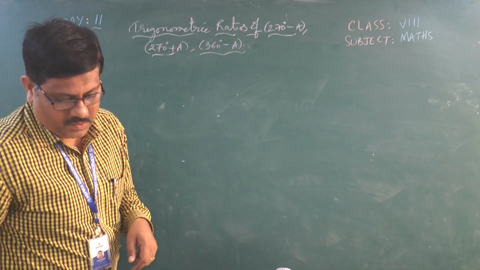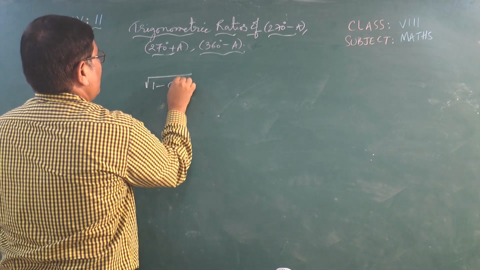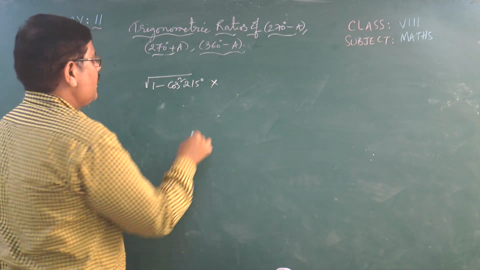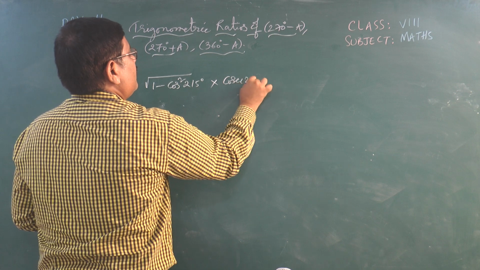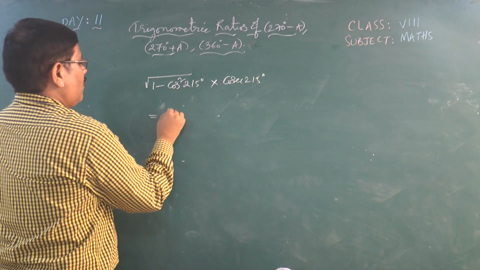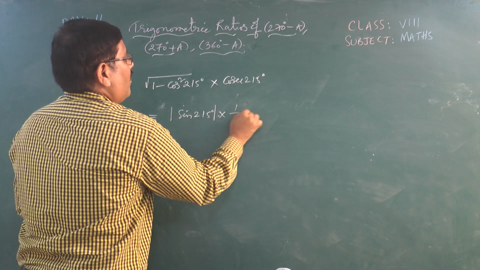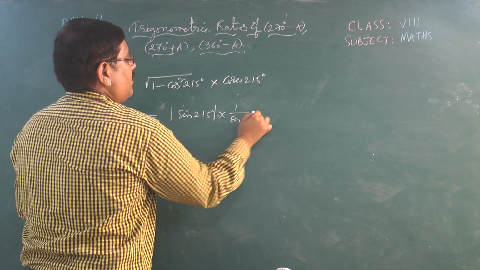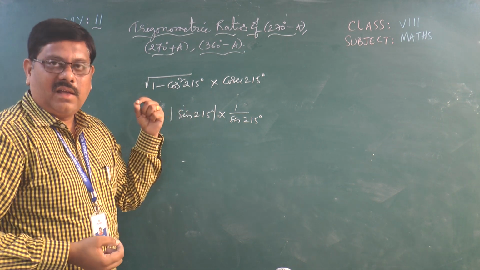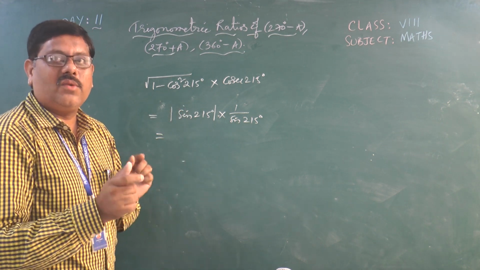Find the value of root over 1 minus cos square 250 degrees into cosecant 250 degrees. Just like earlier, that is equal to, so what to write there? Mod sin 250 degrees into 1 by sin 250 degrees. 250 degrees is an angle more than 180 and less than 360, it lies in the 180 to 360 range.